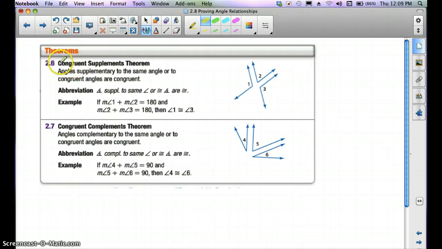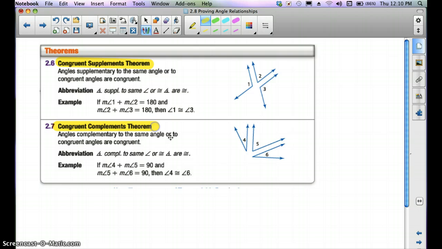The next one, congruent supplements theorem. Angles supplementary to the same angle or to congruent angles are congruent. And there's an abbreviation if you want to use that. So if the measure of angle 1 plus the measure of angle 2 equals 180, and the measure of angle 2 plus the measure of angle 3 equals 180, then angle 1 is congruent to angle 3. So that's what this says.